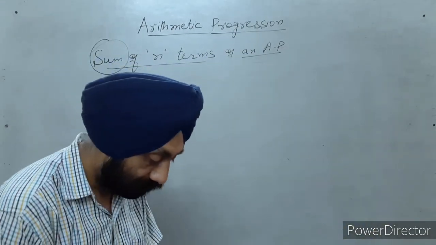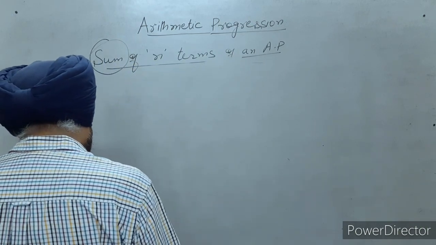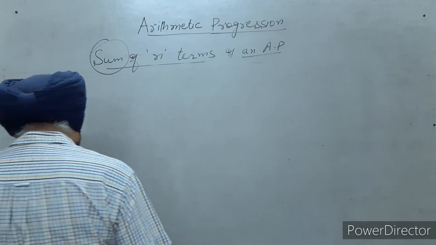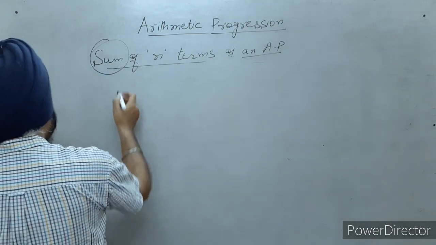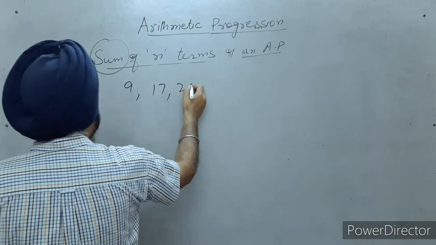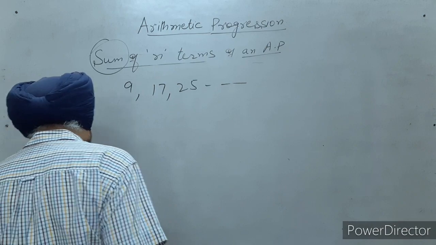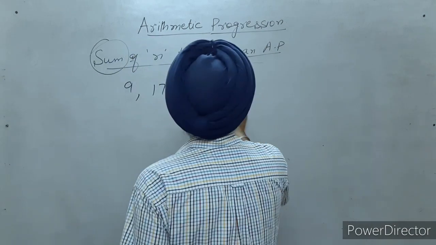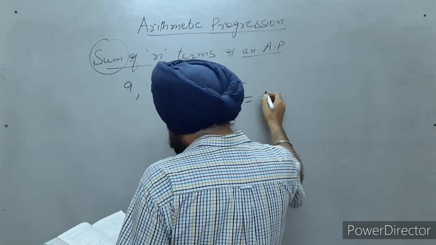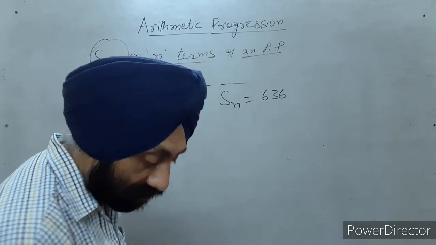Another question. How many terms of the AP 9, 17, 25 and so on must be taken to give a sum of 636? Sum is given, so we need to find n. It's the same question which we did.